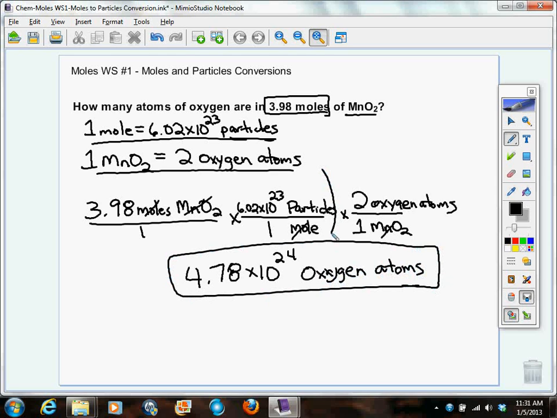Now typically when you're just going moles to particles, you're only going to have this step here, just as a little side note. But in this case, I actually wanted to know how many individual oxygen atoms I needed. That's why I had to add this part right here. If I'm just saying moles to formula units of MnO2, I wouldn't have had this last piece on here. But since I wanted to know how many individual oxygen atoms I had in this reaction, that's why I had to multiply by this factor here in the end.